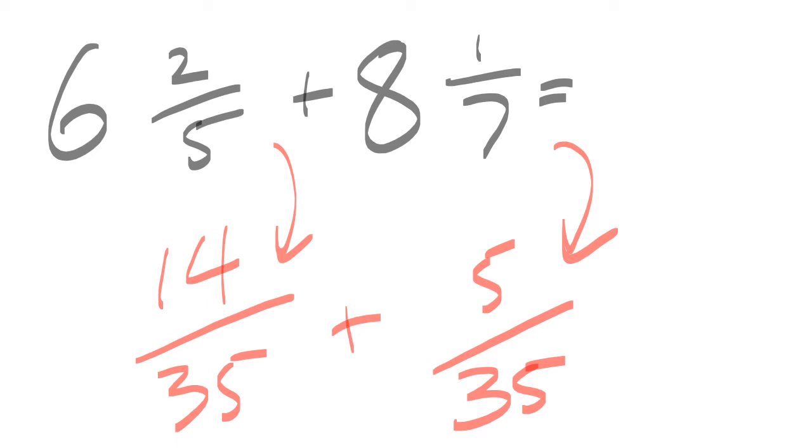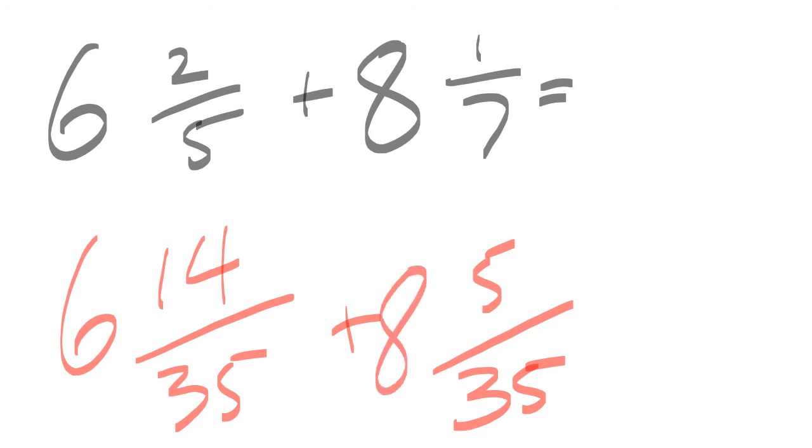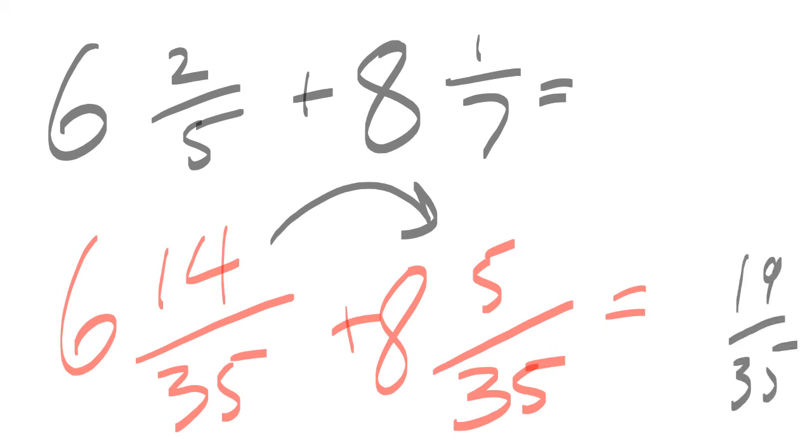Easy peasy. So the new sum is 6 14/35 plus 8 5/35, which is easy to do because 14 plus 5 is 19, so that's 19 35ths. And 6 plus 8 is 14, so the answer is 14 and 19 35ths. And I don't think that you can simplify that at all. I think that's it in its simplest form. Okay, let's give you a go all by yourself.